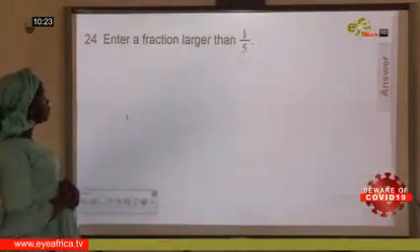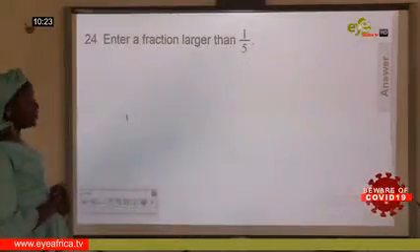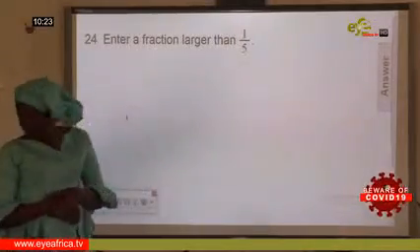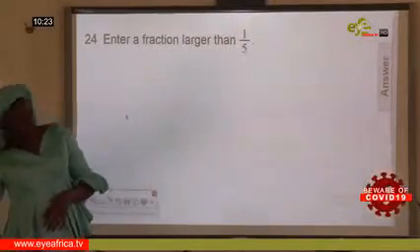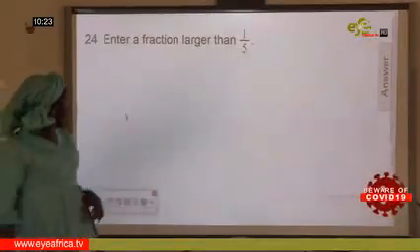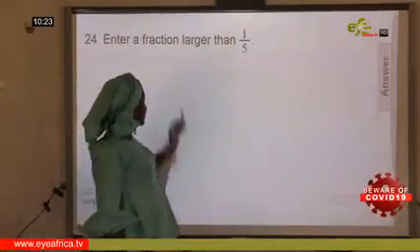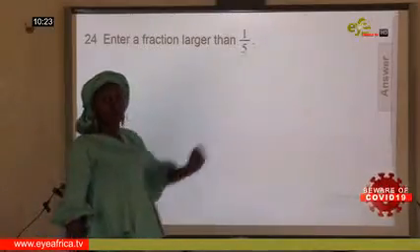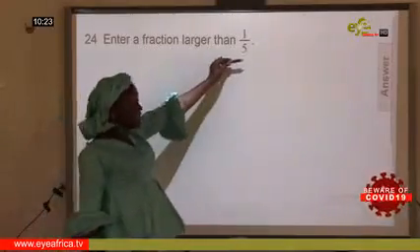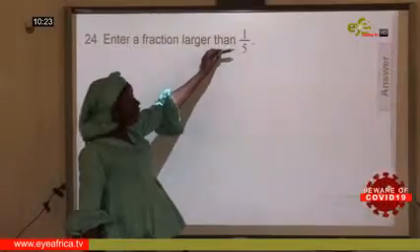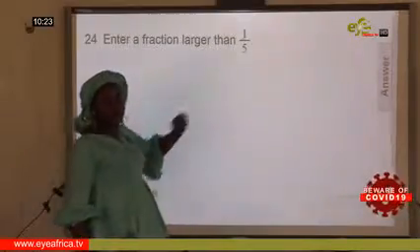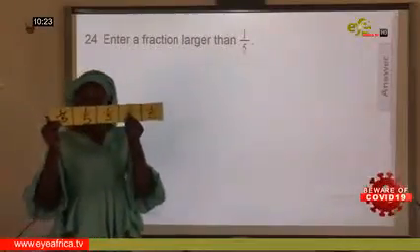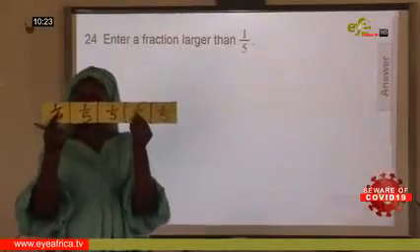Enter a fraction larger than 1/5. So we are going to look at fractions which are greater than, because larger than is the same thing as greater than 1/5. But a fraction with the same denominator, which is greater than 1/5. By looking at this chart, here is 1/5.